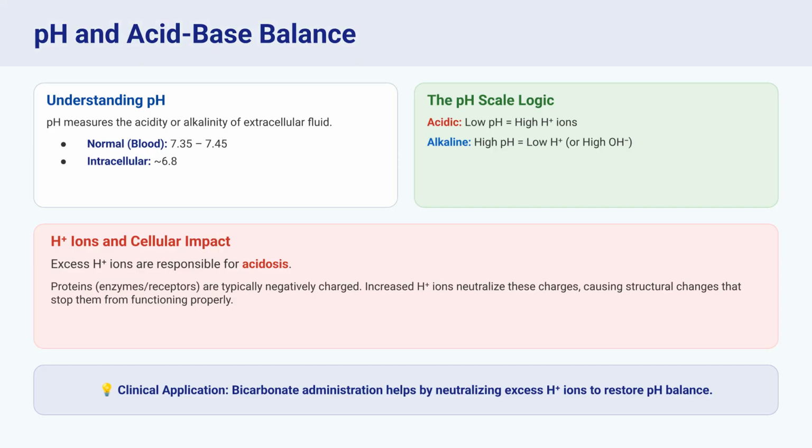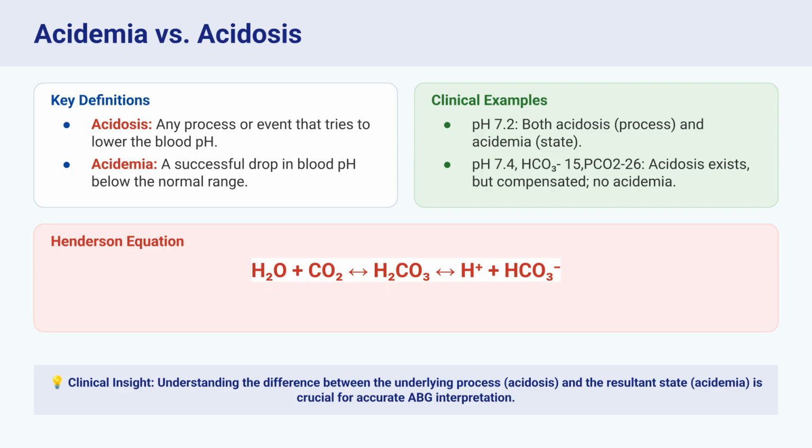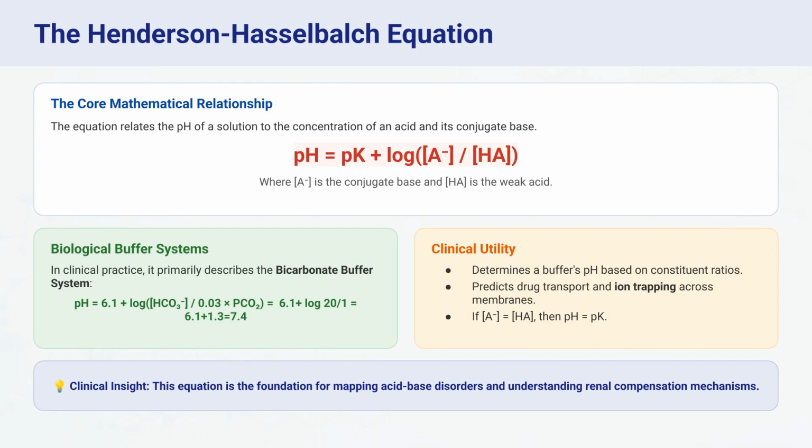Acidosis, the process attempting to lower pH, can lead to acidemia, the state where blood pH is successfully dropped. Acidosis is the process that tends to lower the blood pH, while acidemia is the resulting state of a low blood pH. The Henderson equation shows the reversible reaction that balances carbon dioxide and bicarbonate in the blood. The Henderson-Hasselbalch equation mathematically defines the acid-base relationship. In the bicarbonate buffer system, pH equals 6.1 plus the log of the ratio of bicarbonate to PCO₂.